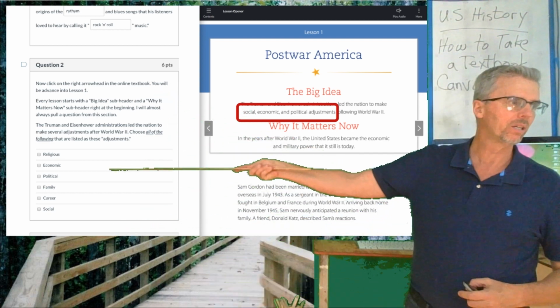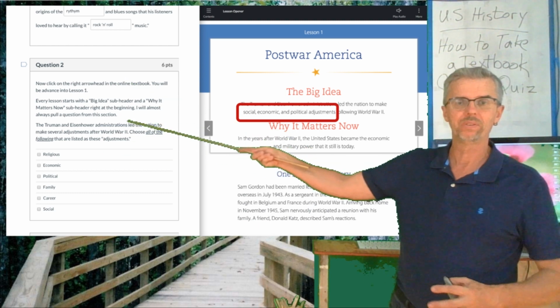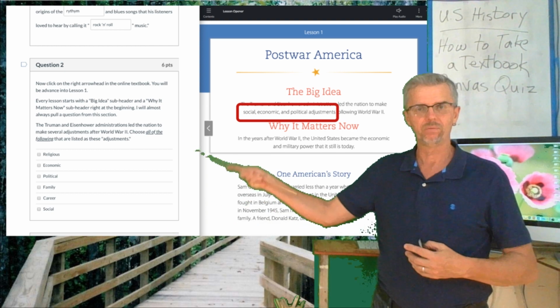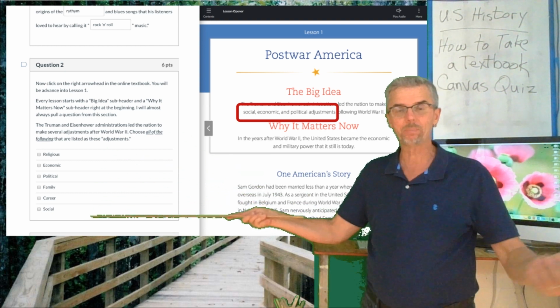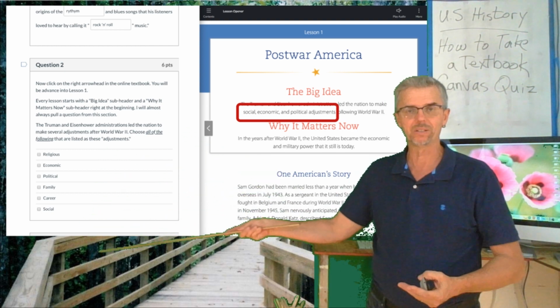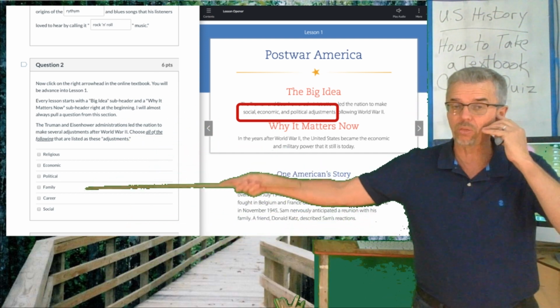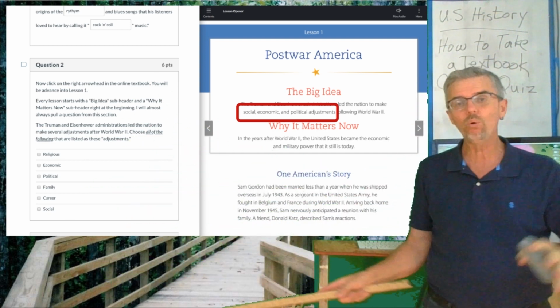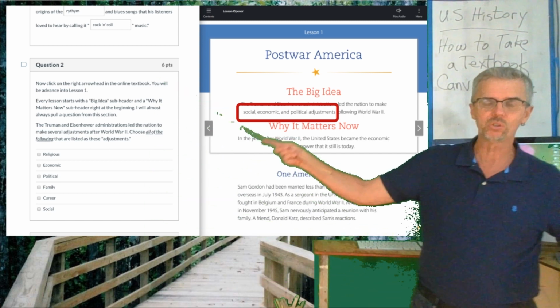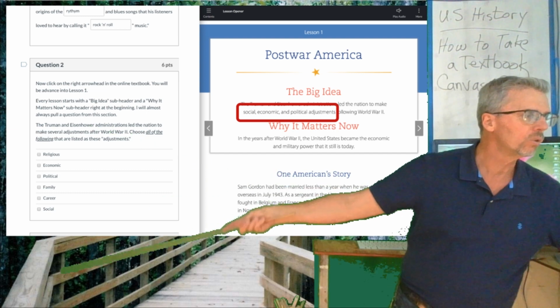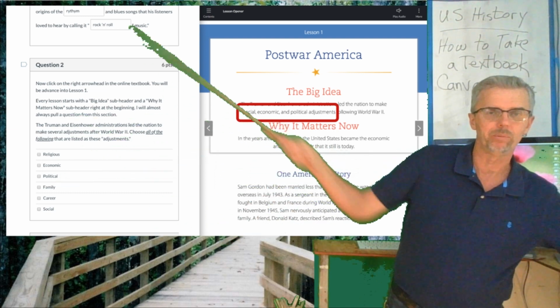Social, economic, and political. Now these will be shuffled. So if you're at a friend's place doing homework, your friend's is going to look different than this one here. So if you're on the phone, don't just say it's the top one, it's the third one, it's the fifth one. No, that's not going to work. It is social, political, and economic. So in this case here, social, political, economic.